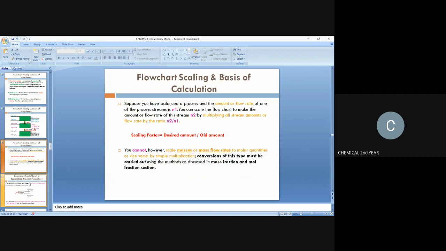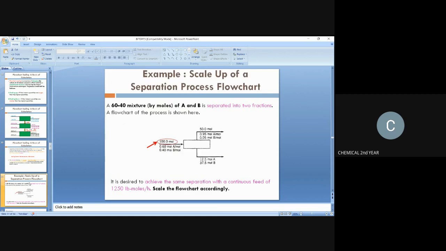You cannot scale masses or mass flow rates to molar quantities, or vice versa, by simple multiplication. Conversions of this type must be carried out using the methods discussed in the mass fraction and mole fraction section.